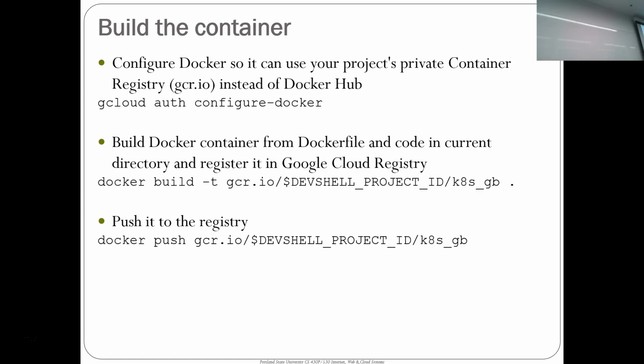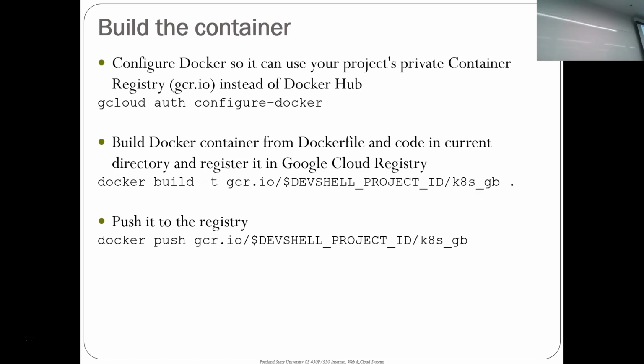In order to do that on the command line using Docker commands, I have to configure Docker so that it can use gcr.io. This gives the Docker command credentials to upload images to gcr.io in Cloud Shell. And then you just build the image directly. So docker build, this is the tag, and then the current directory with the Docker file in there. This builds the container with this tag, and then I can push it to the registry using a docker push, just like you did before with Docker Hub.